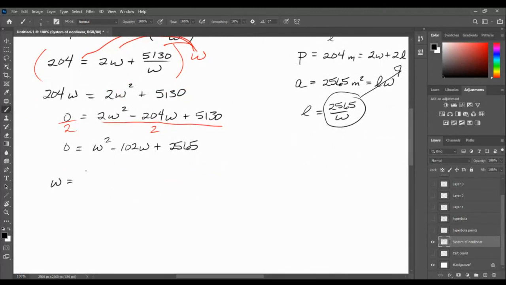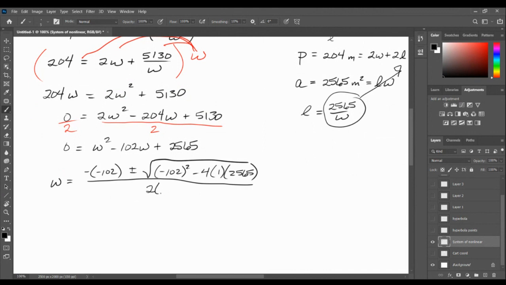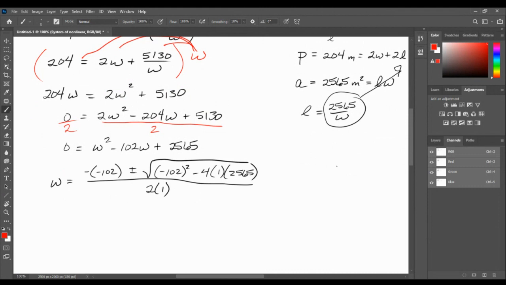So W equals the opposite of B, plus or minus the square root of B squared minus 4 times A times C, all over 2 times A. So let's take a quick look. What is 102 squared? And I'm saying quick because we are out of time. That's 10,404.